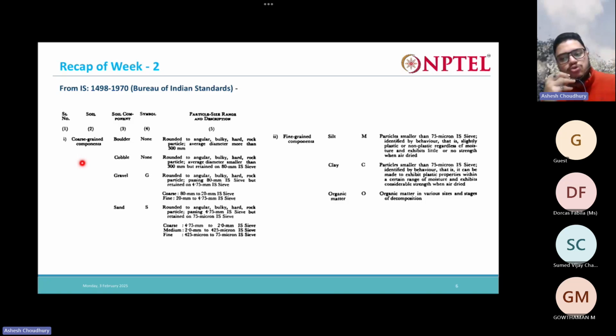So then what you are going to do, we are going to call it gravel, G. Now in gravel also we have two types, coarse or fine. If the size of the particles is between 80 to 20 mm, then we call it coarse gravel. And if the size of the particles is between 20 mm to 4.75 mm, then we call it fine gravel.